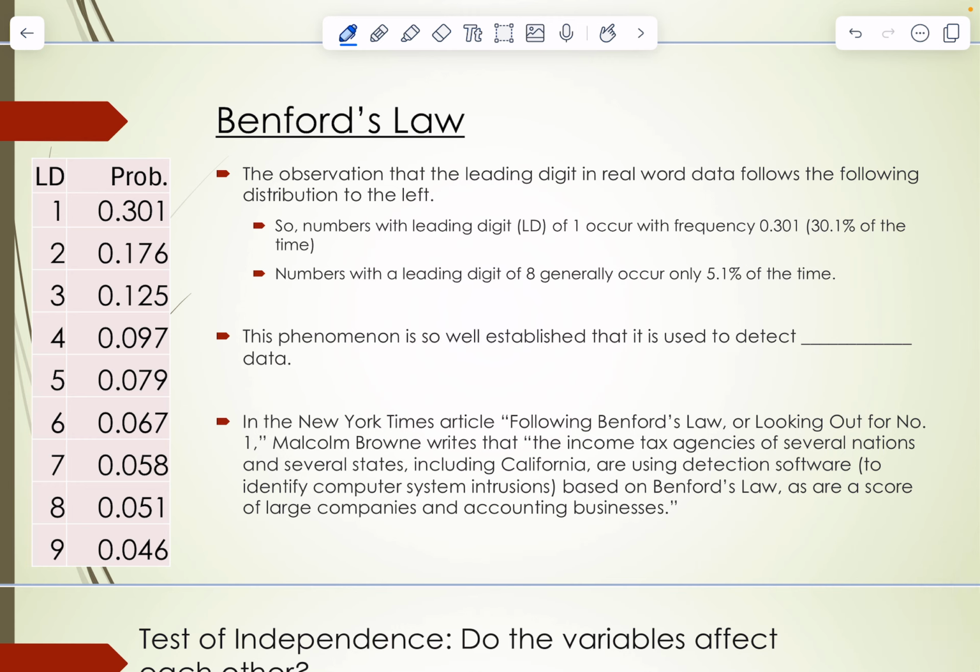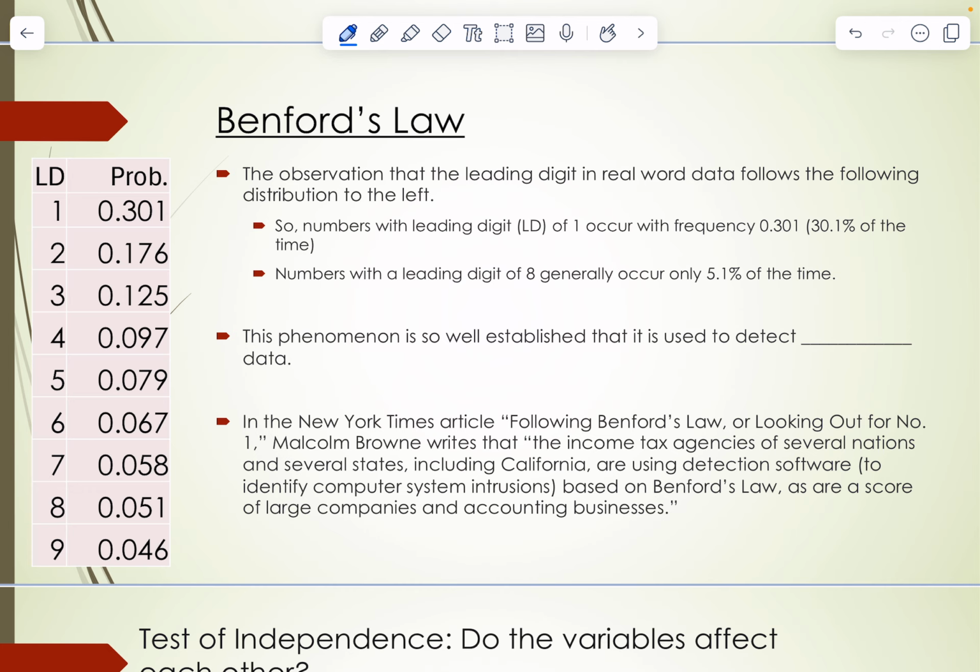Now I want to say just a few words about a very interesting phenomenon, Benford's law. It's the observation that the leading digit, the leftmost digit of a number, in real-world data follows the distribution shown to the left. It's very interesting how that just happens. Numbers with a leading digit of 1 occur with a frequency of 0.301, that's 30.1% of the time.